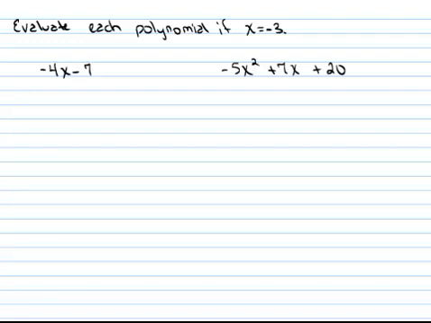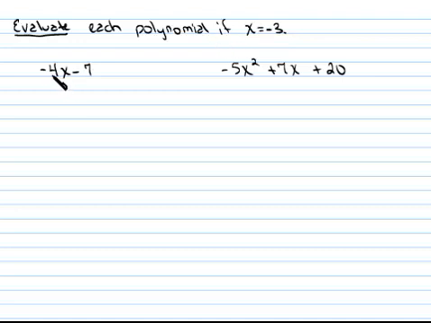In this set of exercises, we're being asked to evaluate each polynomial if x equals -3. What that basically means is anytime your instructions say evaluate, they're expecting a value, a number, to come out of this. The way you obtain that number is x is going to be -3. So wherever you see an x in these polynomials, you're going to replace that value with -3.